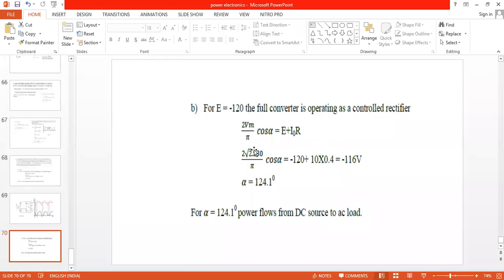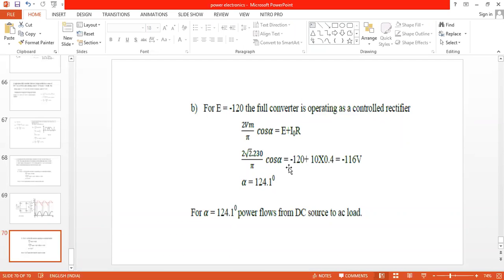Now you see, all of you. So 2Vm by pi, the same formula, based upon the application of KVL: E plus I naught into R. But what is E? They have given minus 120 because the motor is acting as a generator. Back EMF value is greater than input voltage, and the current is flowing in the opposite direction.